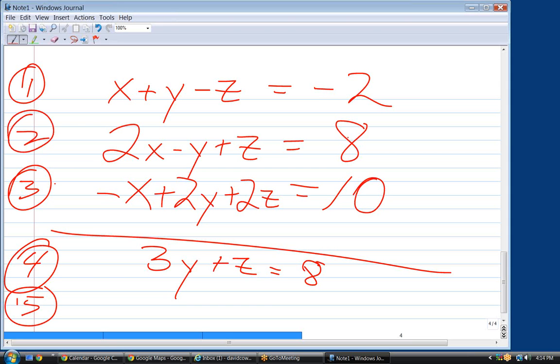Alright. So, if you multiply the top one, number 1, everything by 2, then subtract them, good, you'll get rid of the x. Okay, what do we get for equation 5 then? So this is my new 1. What are we going to do, subtract 2 from 1?